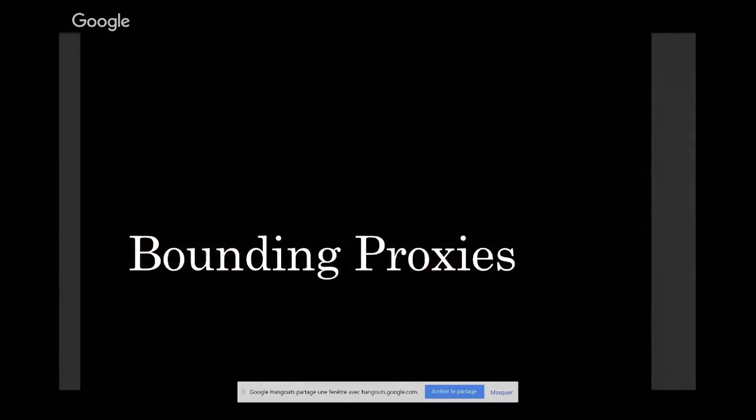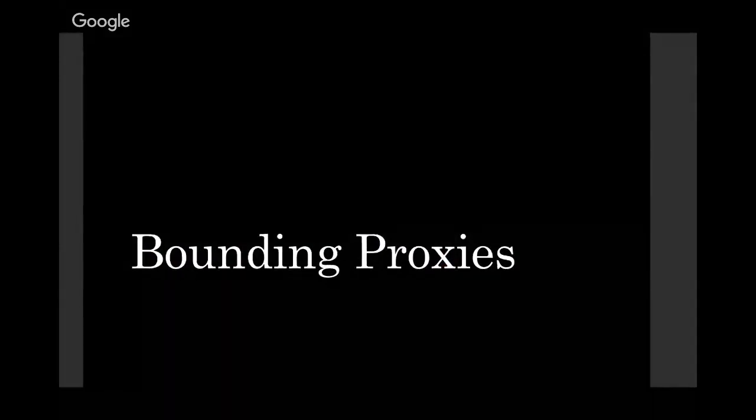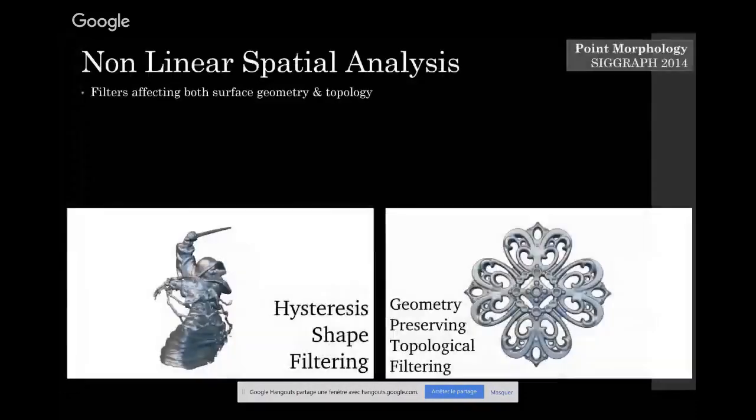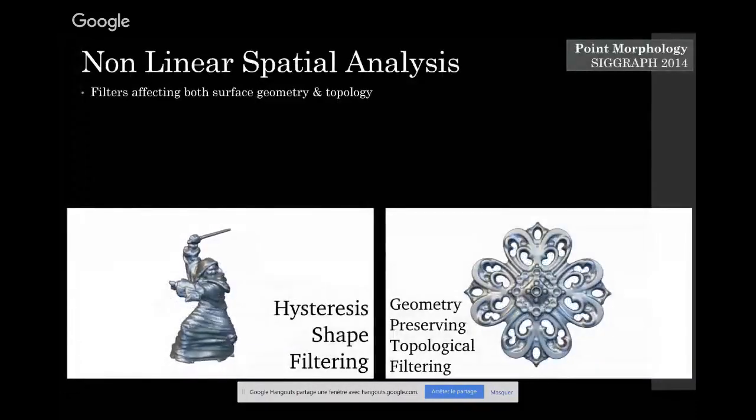Okay, so that was one example of a shape proxy. I'm going to give a second example now, which goes in a slightly different direction, called bounding proxies. Bounding proxies still lie in the field of spatial analysis. Only this time we're going to study something which is highly nonlinear. You have a few examples here of what you can do with that kind of framework.